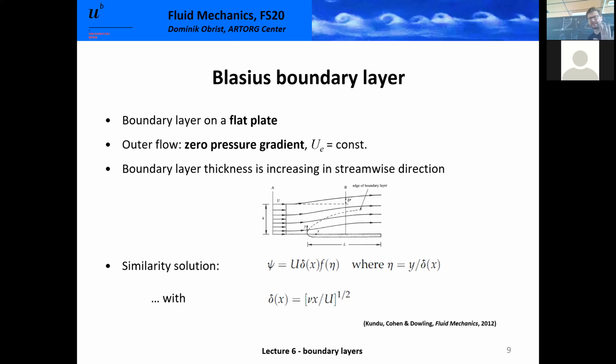So let's look at it. What did he do? So he looks at a boundary layer on a flat plate. This is more or less what we drew here on the blackboard. And he assumed that there's a zero pressure gradient. And we need to look at this a bit more closely. So what does it mean, zero pressure gradient? It means that outside, I'm always talking about outside of the boundary layer, the pressure is not changing in downstream direction. So the dP/dx is not changing.